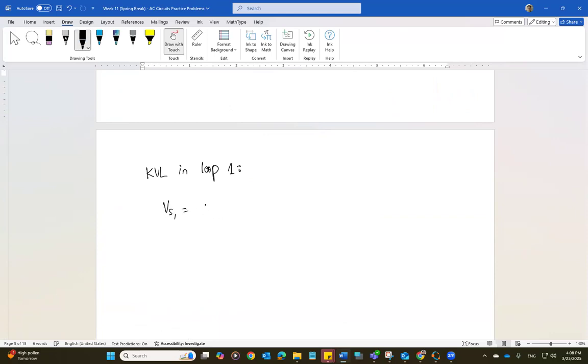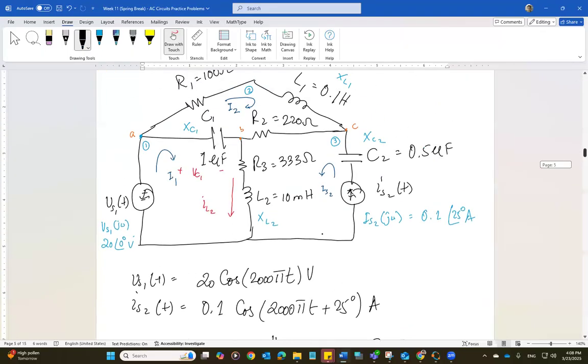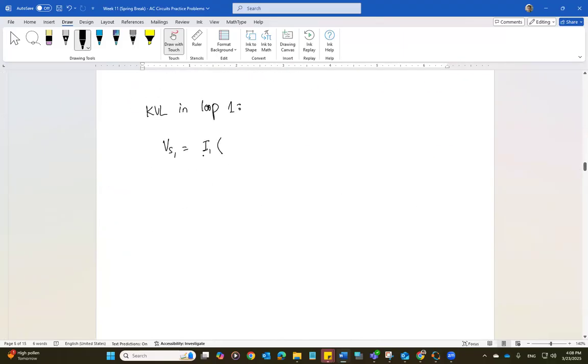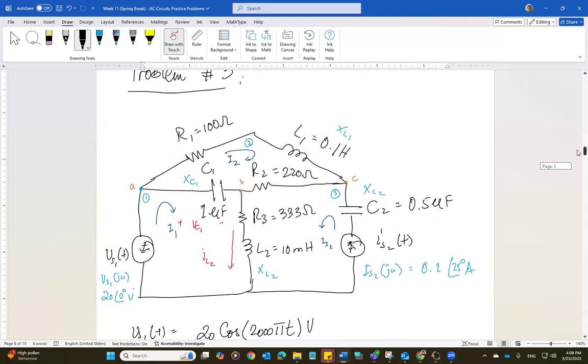So VS1 is equal to I1. Let's see, I1 is flowing through how many components? I1 is flowing through XC1, R3, and XL2. So I1 times (R3 plus XL2 plus XC1). And then the current I2 passes through XC1. Current I2 is in the opposite direction to I1, so we're going to take it as negative. So that's passing through this loop through XC1. So minus I2 XC1.